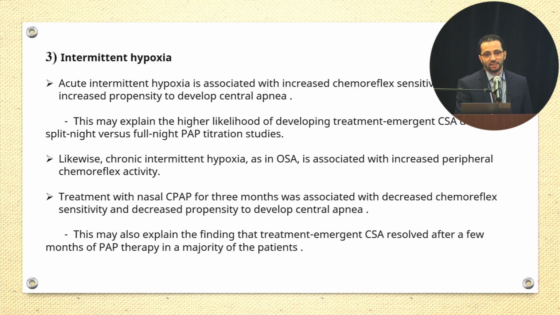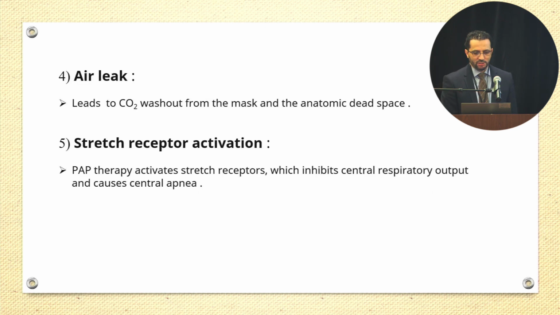Intermittent hypoxias can act as a stimulus for central sleep apneas as well. Either acute or chronic hypoxias increase the sensitivity of the chemoreceptors. And with time, treatment with nasal CPAP for 3 months was found in some study to be associated with decreased chemoreflex sensitivities and a decreased propensity to develop central sleep apneas. This also explains how these complex or treatment emergent central sleep apneas resolve with time. So with time, the sensitivities of these receptors adapt, and the central sleep apneas will be better.